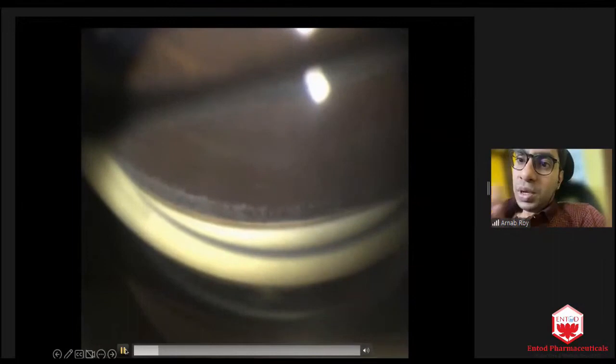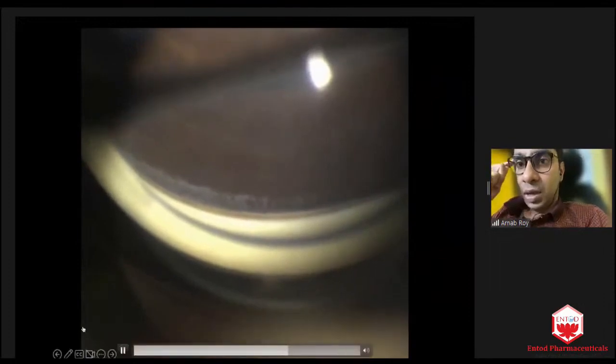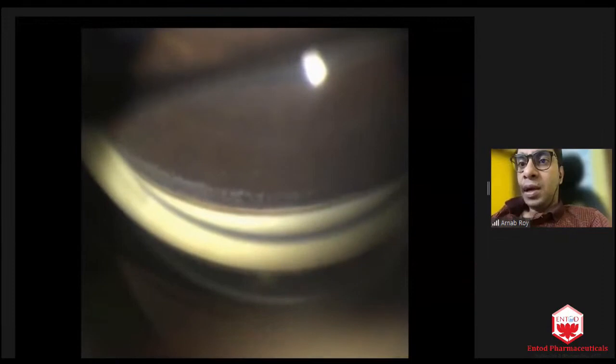Sir, this is the superior angle, and in the superior angle we can see the posterior trabecular meshwork and the scleral spur, but there are some hypopigmented patches. Likely diagnosis?